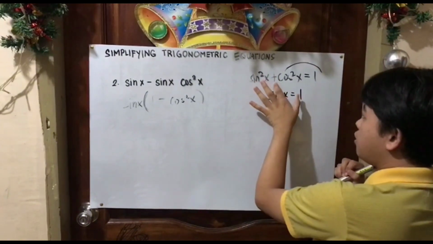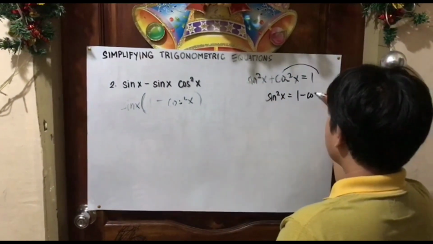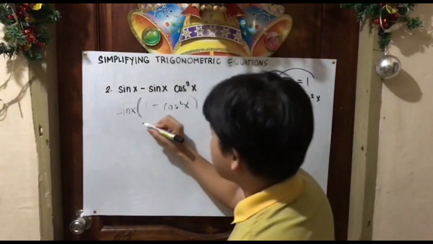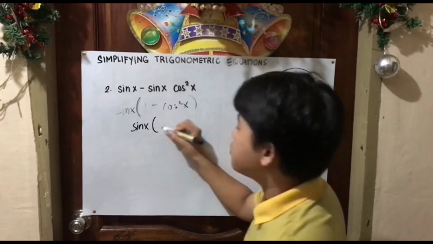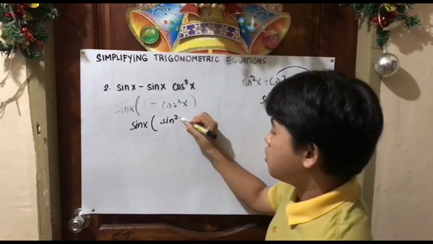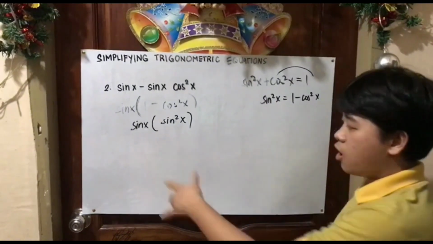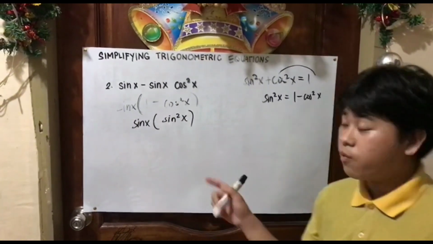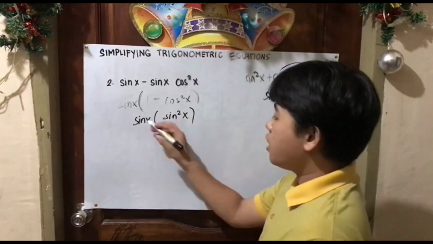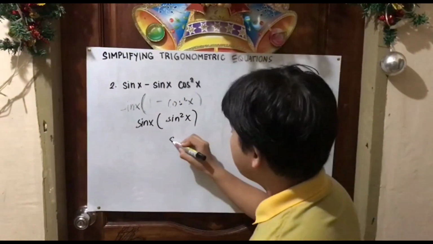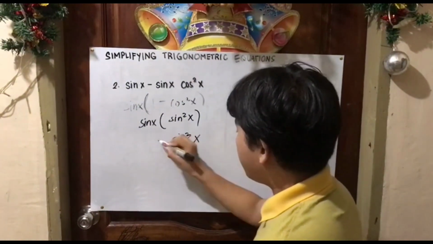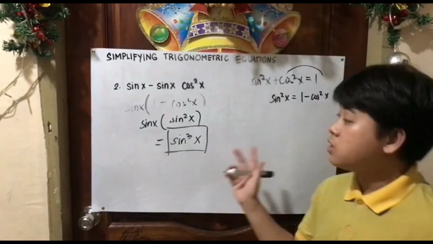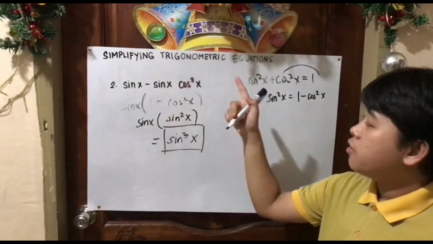So changing the sign from positive, it will now be negative. So 1 minus cosine squared x is equal to sine squared x. So sine x times sine squared x. As you can see, we don't have anything to do because it is in the simplest form. We only need to multiply them. So sine x times sine squared x is equal to sine cubed x. So sine cubed x will be the simplest form for this equation, sine x minus sine x times cosine squared x.